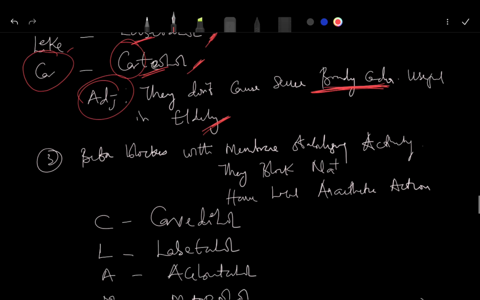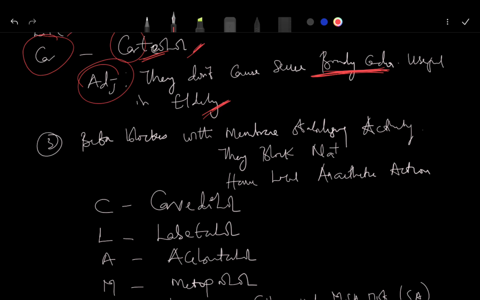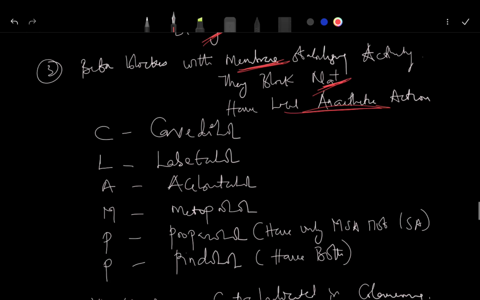Then third, we have beta blockers with membrane stabilizing activity. These ones block sodium channels, like I've explained, and they have local anesthetic action also. Examples are carvedilol, labetalol, acebutolol, metoprolol, propranolol, and pindolol.